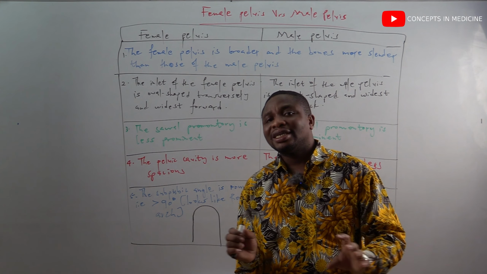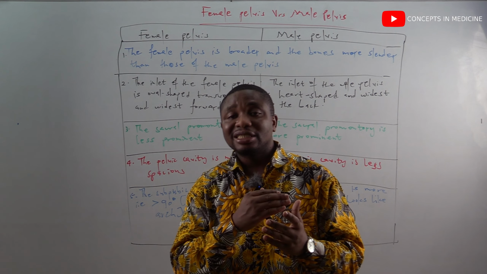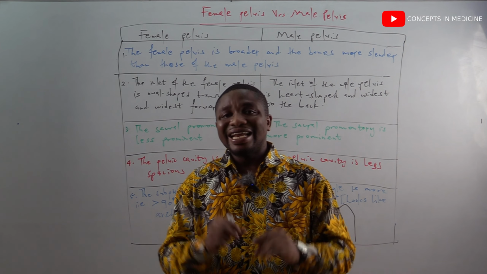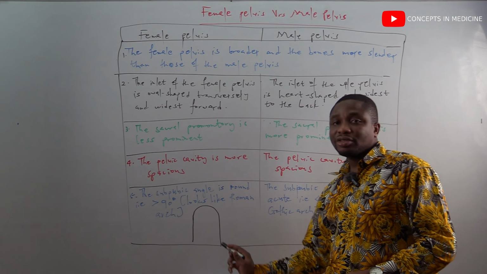If we take a look at the subpubic angle of the female pelvis, it's more round, meaning that it's approaching 180 degrees, meaning that it is greater than 90 degrees and looks like the Roman arch. So this is the Roman arch, as you can see, it's round.